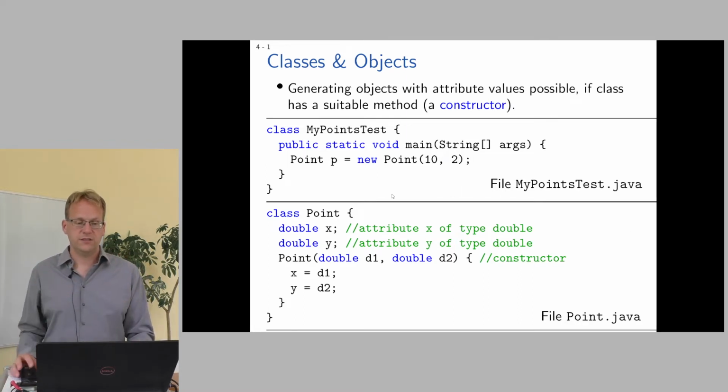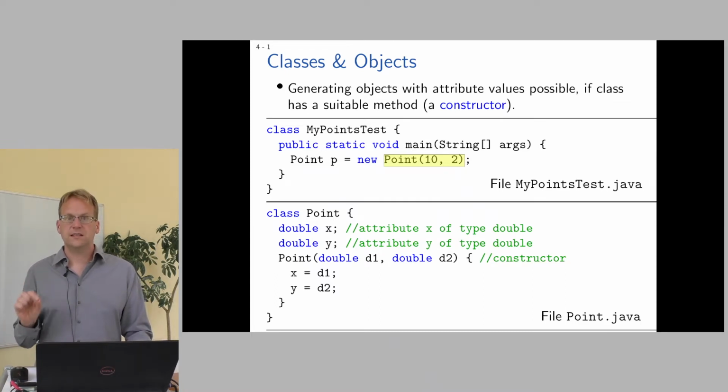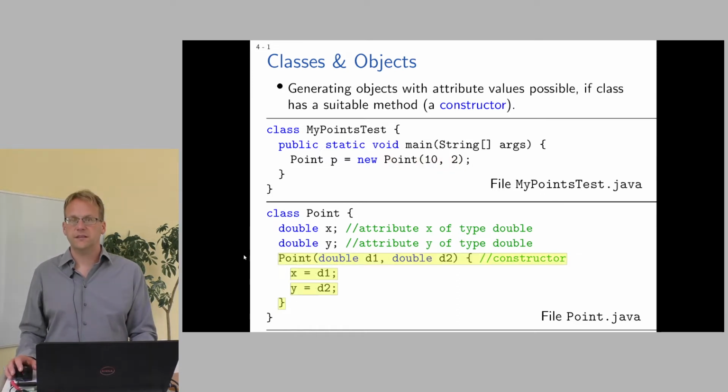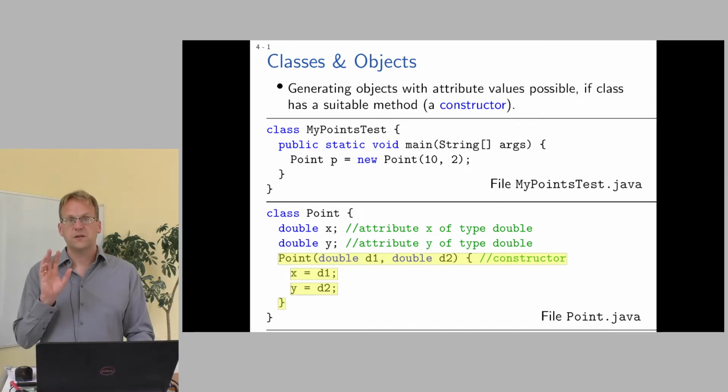So in just one line of code here, I was able to create a new Point object with coordinate 10 and coordinate 2. So here I'm calling the constructor, and the constructor is creating a new Point object with these attribute values. And in my class Point, the constructor looks like this. So new objects are created with a constructor.